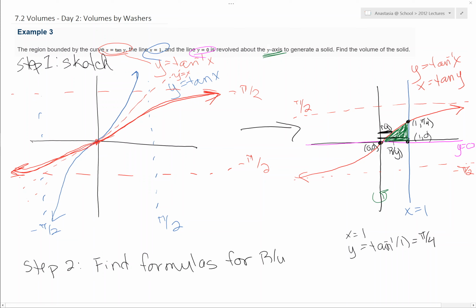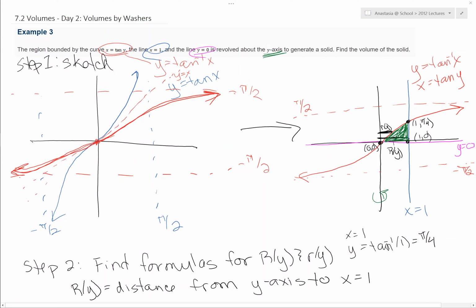For big R of y and little r of y. Okay, so big R of y, we already labeled on our sketch. It's here. If we write it out in words, this is going to be the distance from the axis of revolution, which is the y-axis, to this outer boundary for our region, which is the line x equals 1.